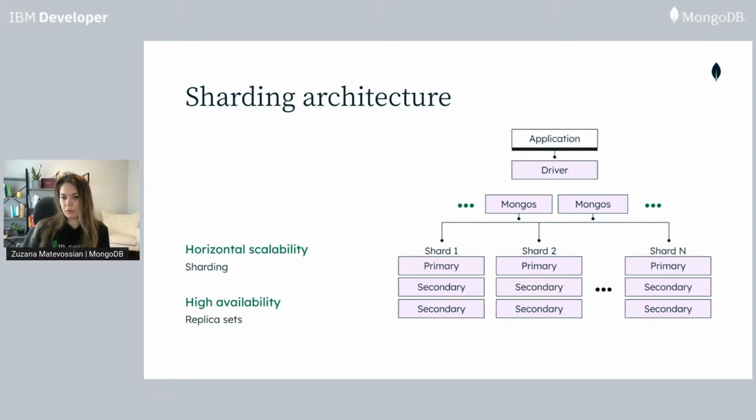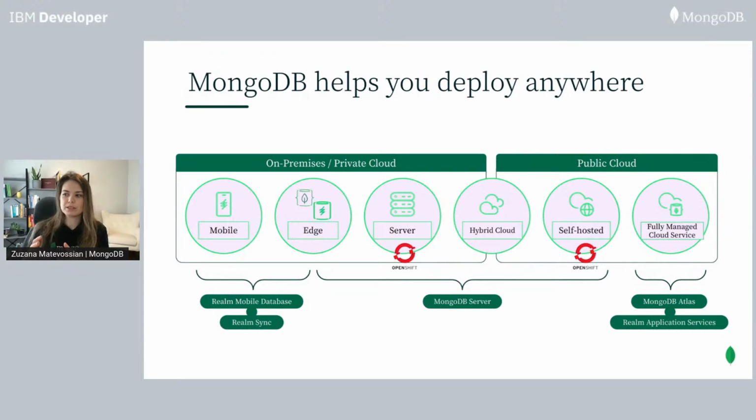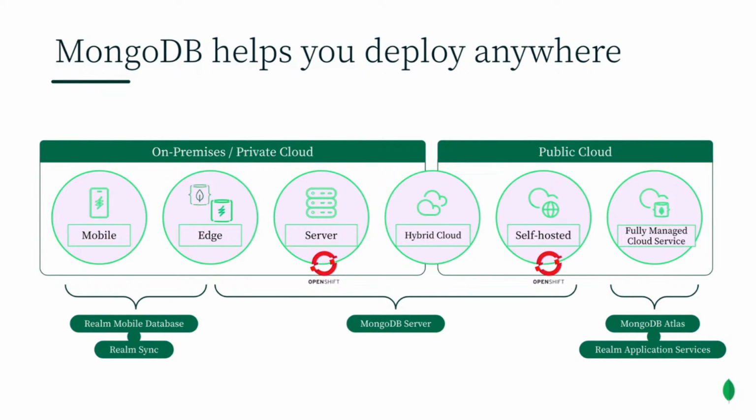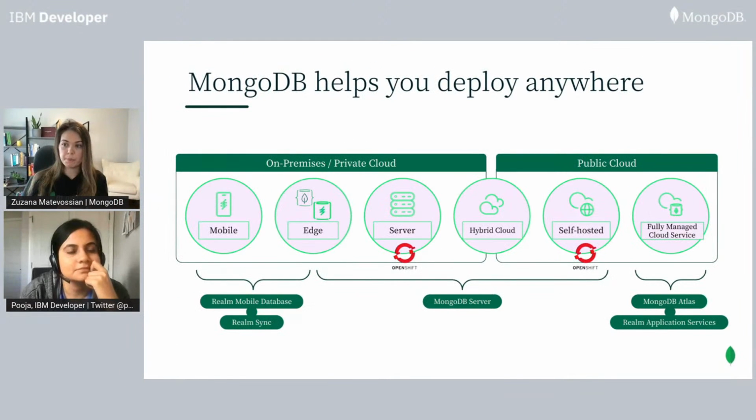So once we think about the architecture of Mongo, I think it also makes sense to talk a little bit about how you can deploy Mongo. And specifically with IoT, we very often care about deploying your data on the edge, close to the devices or in the devices that are creating that data. So this is where Realm Mobile and Realm Sync come in, which are also supported as a part of MongoDB. We also, like we've mentioned, have multiple flavors of MongoDB, and those can be deployed in server or in a hybrid cloud or self-hosted.